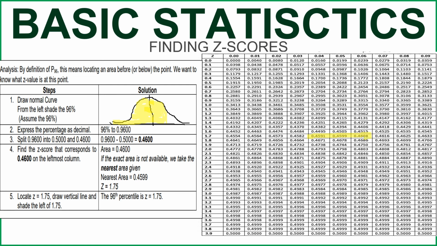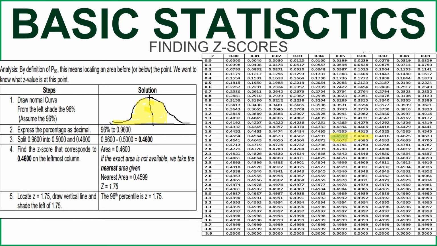So, sa dalawang to, alin yung mas malapit sa 0.46? Teka, i-shade ulit natin. Sa dalawang to, alin yung mas malapit sa 0.46? Is it 0.4599 or 0.4608? Definitely, it's 0.4599. That is the nearest area of 0.46. So, the nearest area is 0.4599. Let's shade it na green.